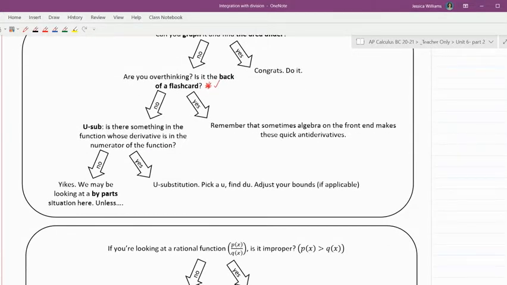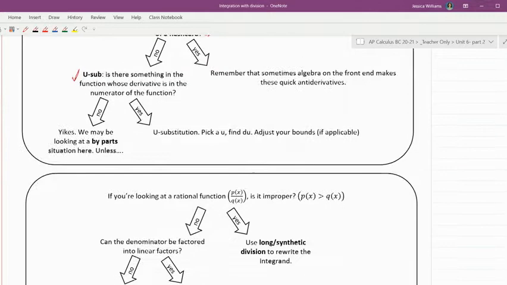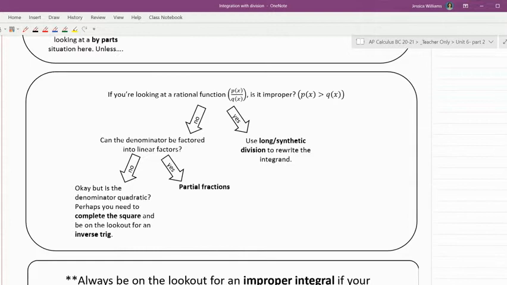U sub is what we've been focusing on this week. You're looking for something in your function whose derivative is in the numerator of your function so that you can make that something your u, and then your du is incorporated in there. This whole yikes, we might be doing it by parts, that's coming later. Don't worry about it. But here's a whole other section of options.